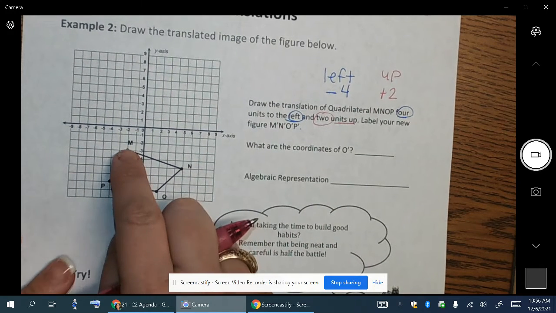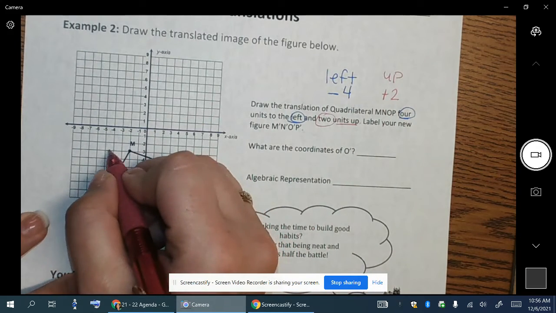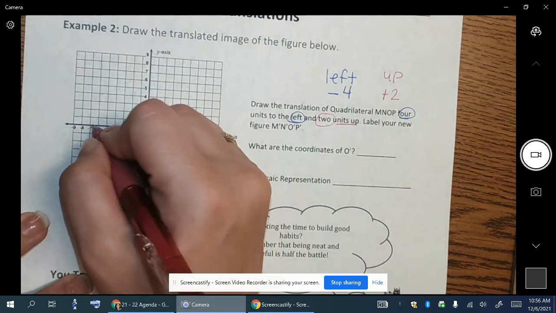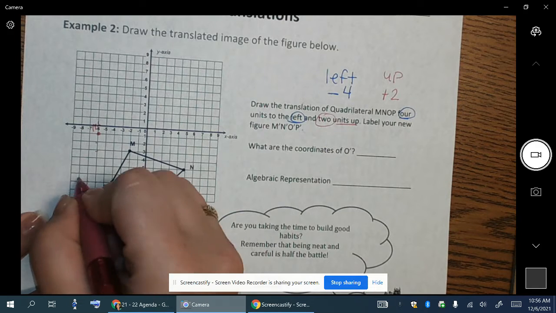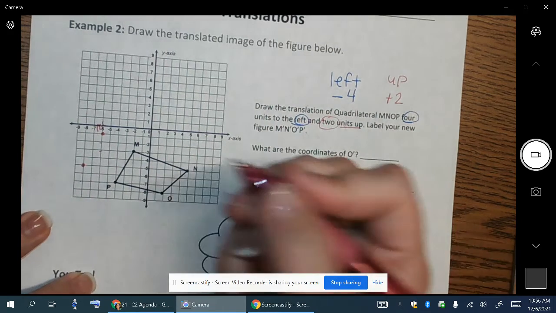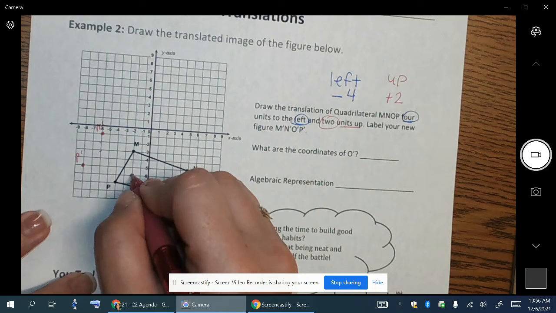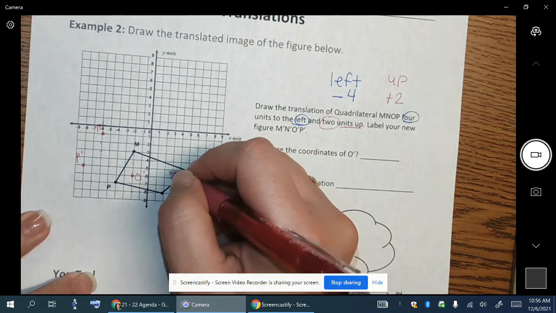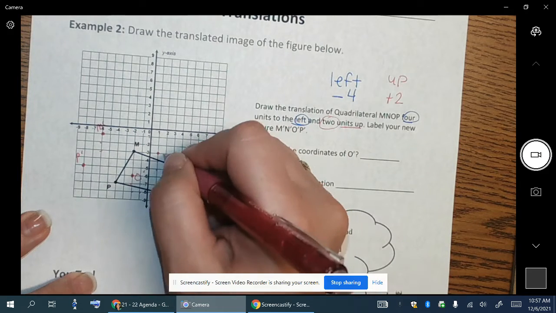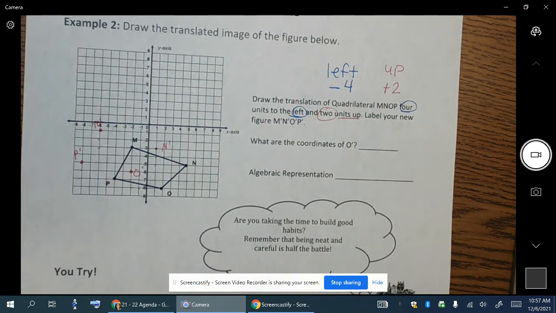Alright. So it wants us to label our new coordinates. So I'm going to take every point and I'm going to move it 4 to the left and 2 up. So 1, 2, 3, 4, 1, 2. Label it M prime. Then I'm going to take P. 1, 2, 3, 4, 1, 2. That is P prime. 1, 2, 3, 4, 1, 2. O prime. 1, 2, 3, 4, 1, 2. That's N prime. Once you have your 4 points connected, you're going to use your lovely ruler to make your drop point.